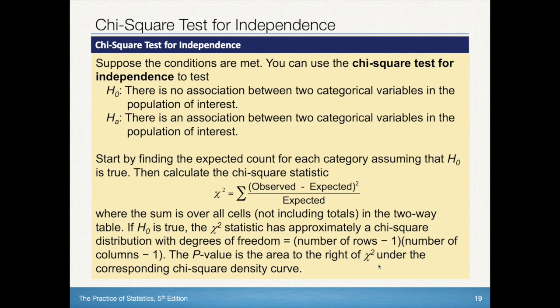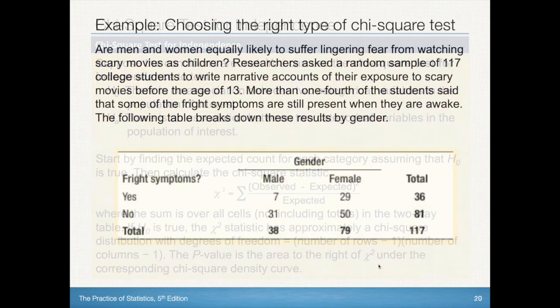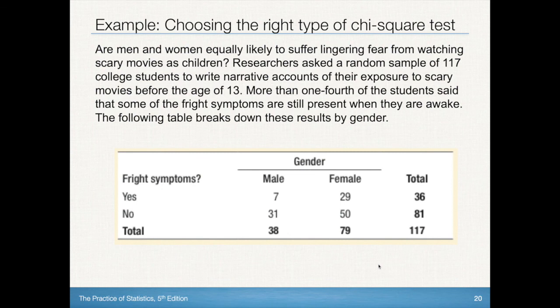If we then go and satisfy the conditions, we're going to calculate our chi-squared value, just like we did in the previous tests. We're going to find the expected counts with the column total times the row total divided by the table total. And from that, we're going to find our p-value. And from that, we're going to make some statistical conclusion. So let's take a look at an example where the type of test we're going to use is not necessarily obvious.